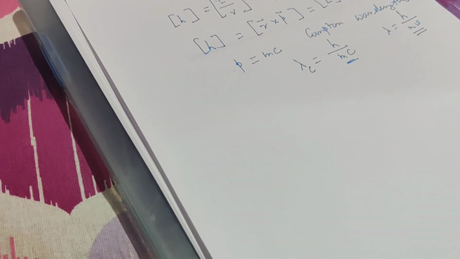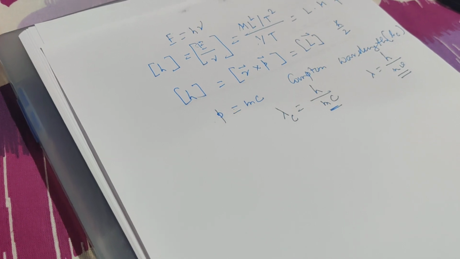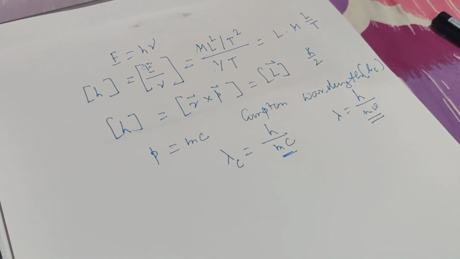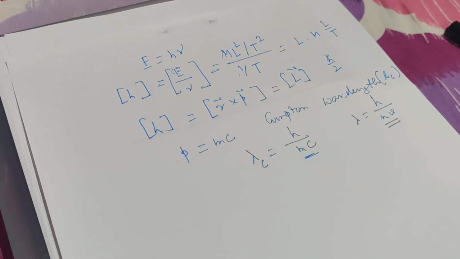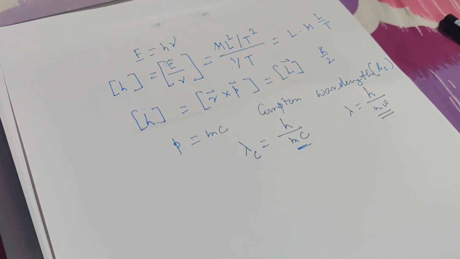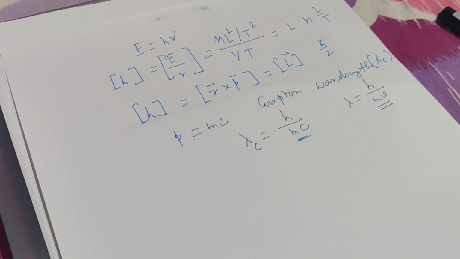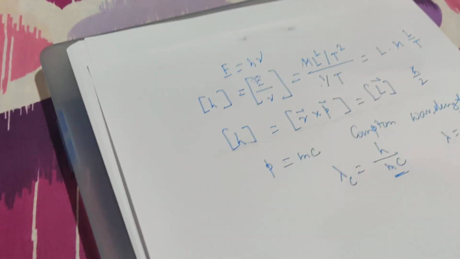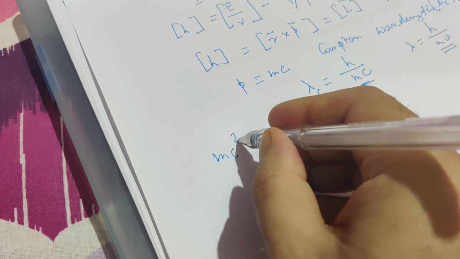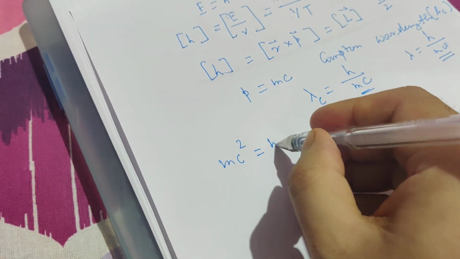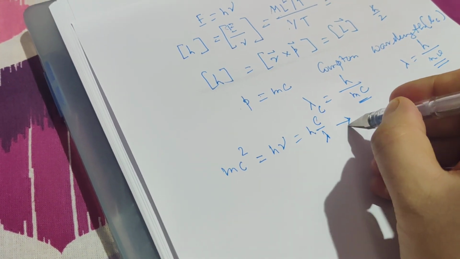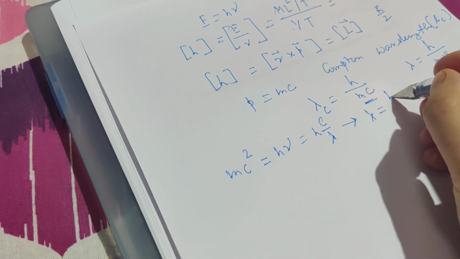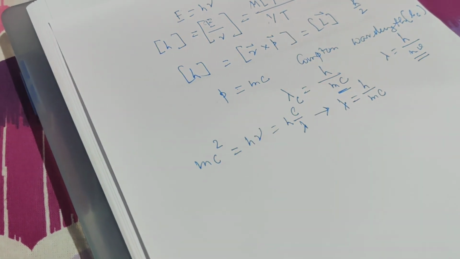So from this, it is possible to get some physical intuition of the Compton wavelength λc of the particle. We claim that λc is the wavelength of the photon whose energy is equal to the rest energy of the particle. Indeed, we see that mc² is equal to hν, that is, hc by λ. From this, λ can be estimated as h upon mc.